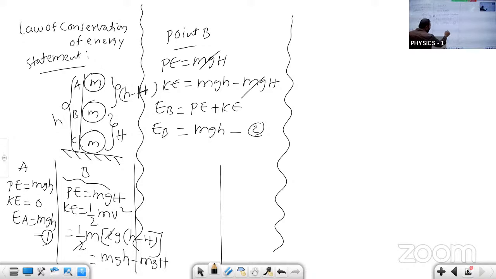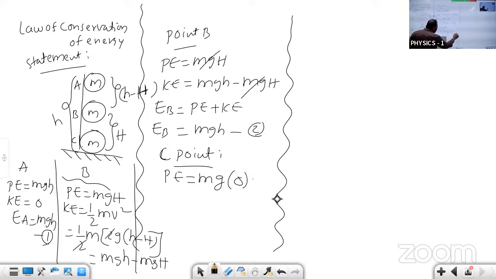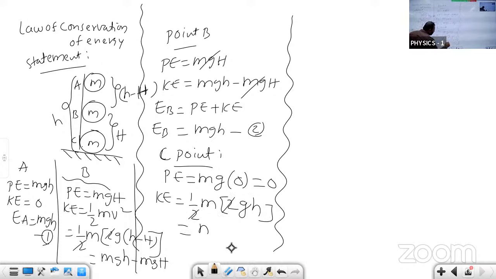Now students, energy at point C. Here, on the ground, potential energy is m into g into height, which is 0. Kinetic energy is half m v square. v square means 2as, with acceleration due to gravity g and displacement h. The 2 cancels. So overall energy at C is mgh plus 0.